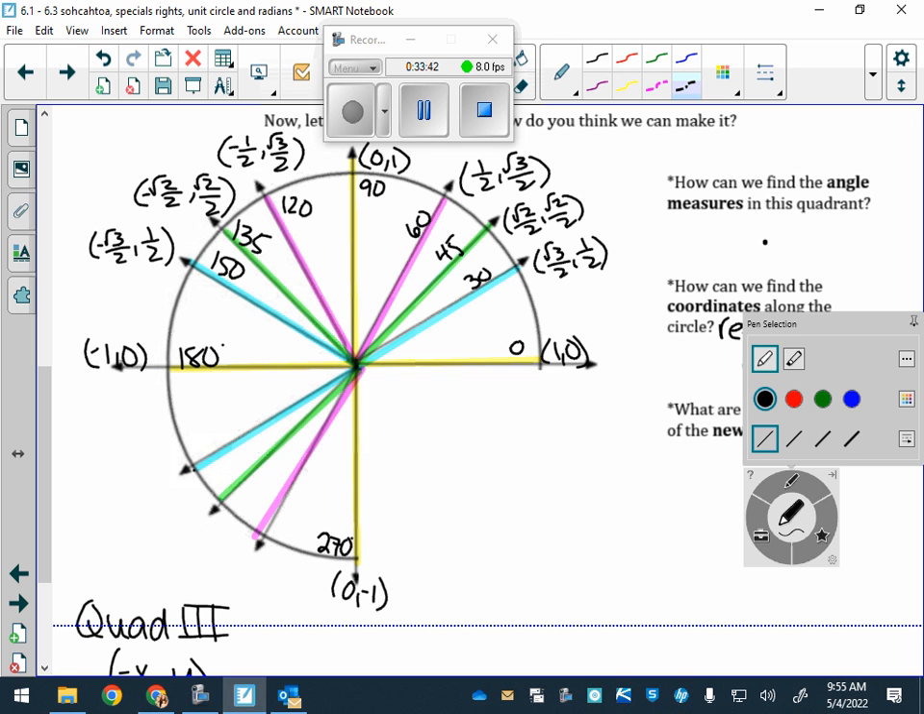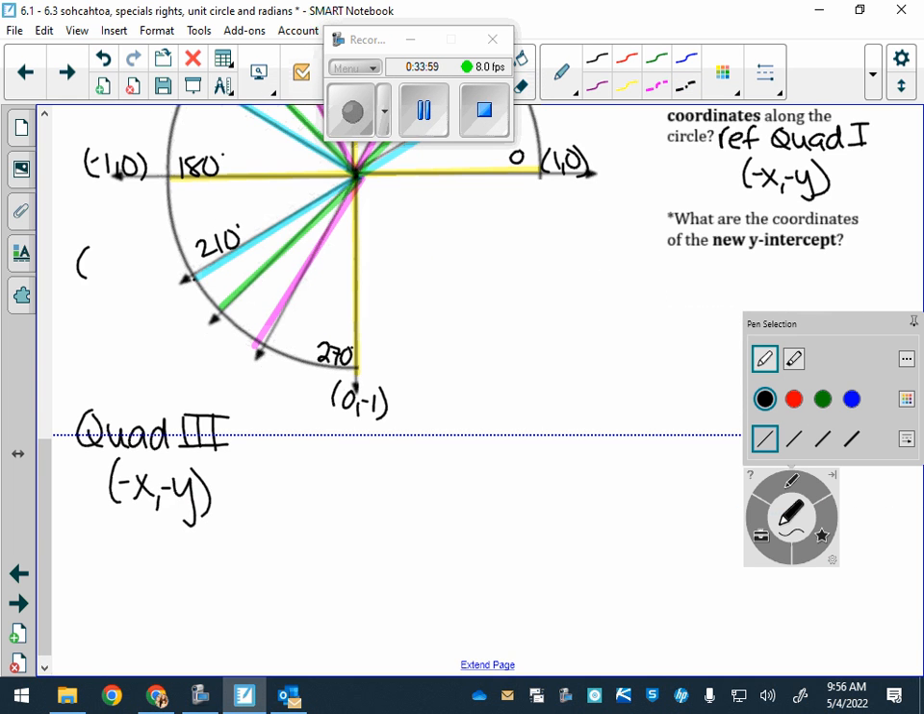Careful, not 240. From here to here, this blue line represents what? 30, 45, or 60? 30. So if I add 30 to this, 210. Good. 210, and I would have negative root 3 over 2 and negative 1/2. What would be my next degree? 225. You add 45 to 180.